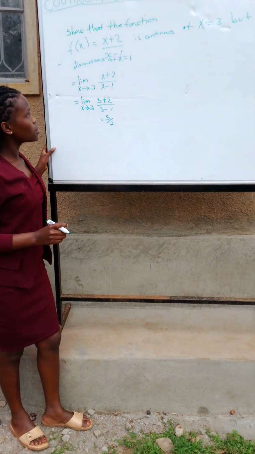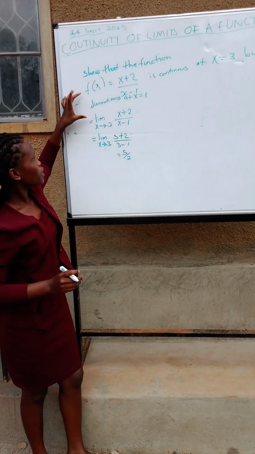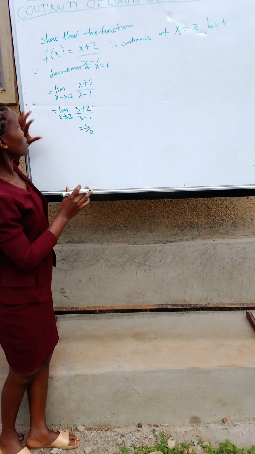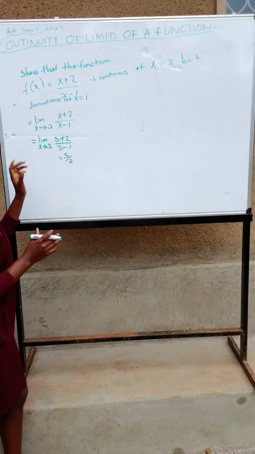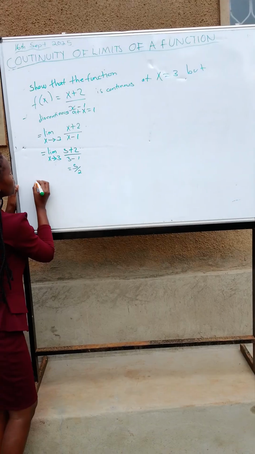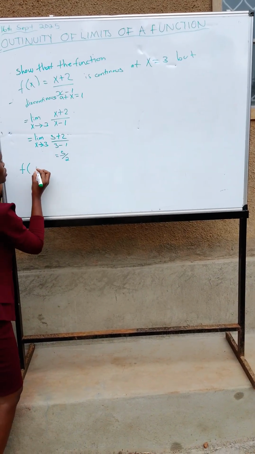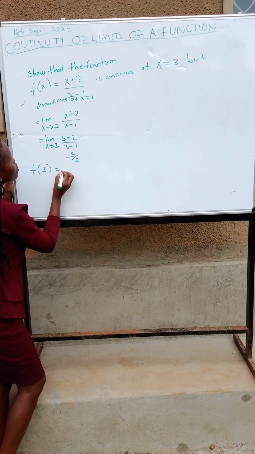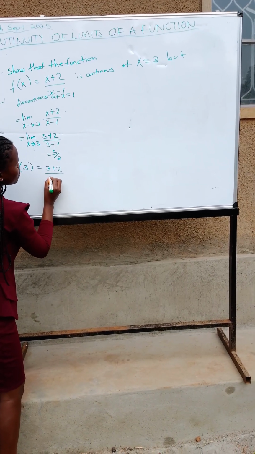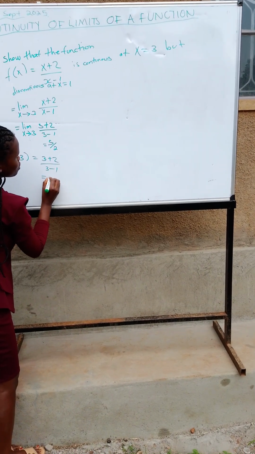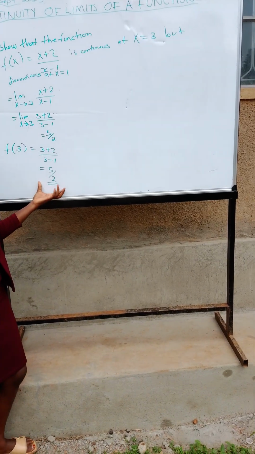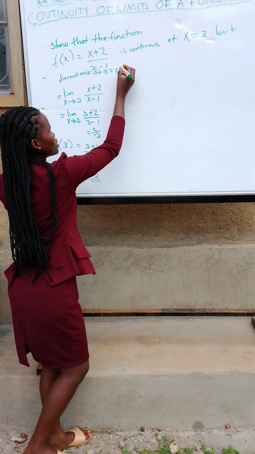Then we are going to calculate the functional value of this function. The functional value means you just substitute in the value of x such that we see whether this function is continuous or not. So this is the functional value. We are going to substitute in 3, which is equal to 3 plus 2 over 3 minus 1, which is equal to 5 over 2. Since the functional value, so you go and conclude.